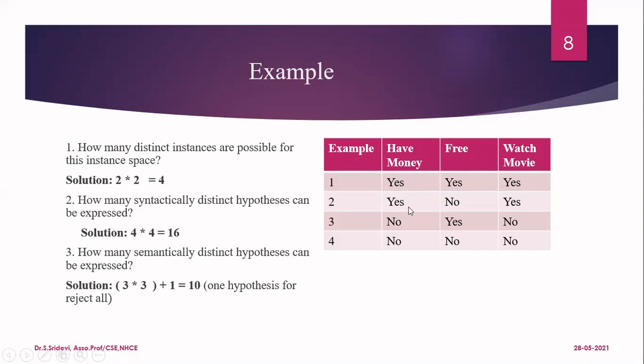And the second record says that if I have money, even if I am not free, I am going to watch the movie. Sometimes you may be busy, but one of your very close friends will force you to come to the movie. So you are not free actually, but you make yourself free and you go with them. Okay. So here this hypothesis says that I have money, but I'm not free, but I make myself free and I'm going to the movie. That is the meaning of the second record.